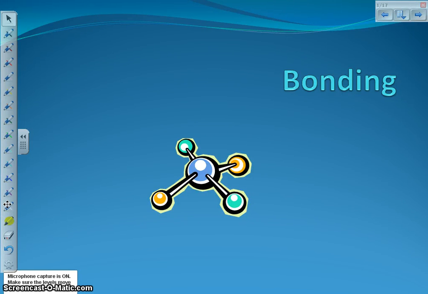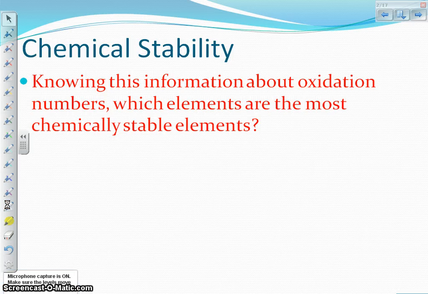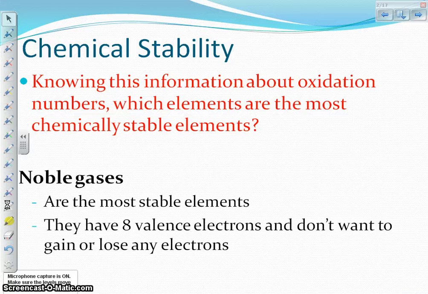Hey boys and girls, as you remember from the last set of videos, we talked about oxidation numbers, and that's going to drastically relate into how things bond, how different atoms interact with each other. And realistically, when we talk about bonds, we're going to talk about how the oxidation numbers affect an element's stability. And really, our big example of that is going to be our noble gases.